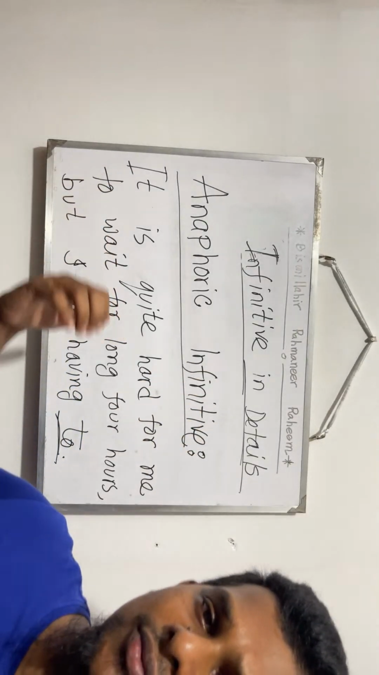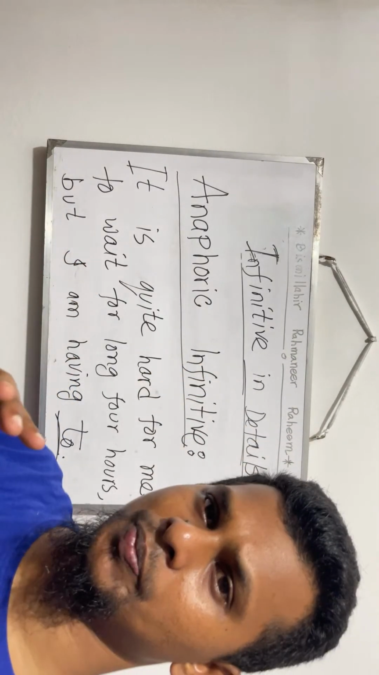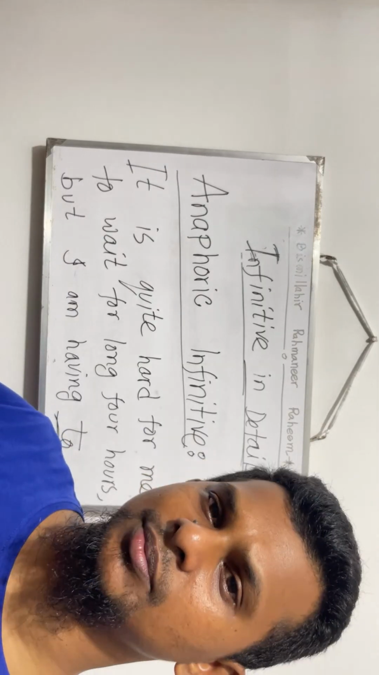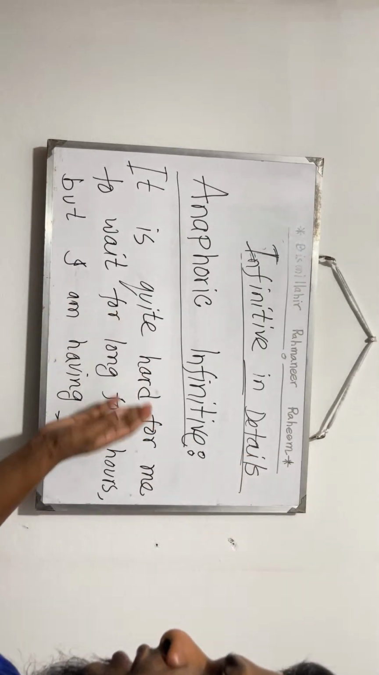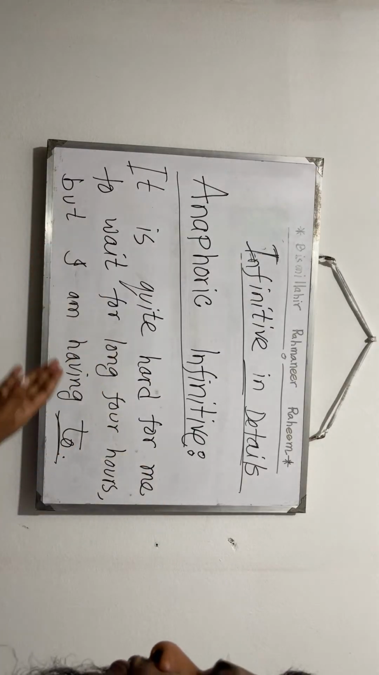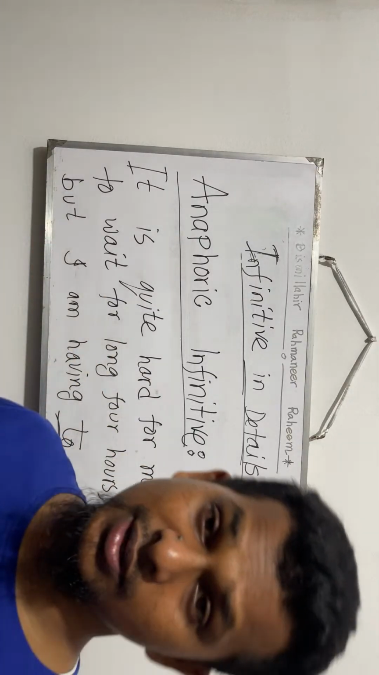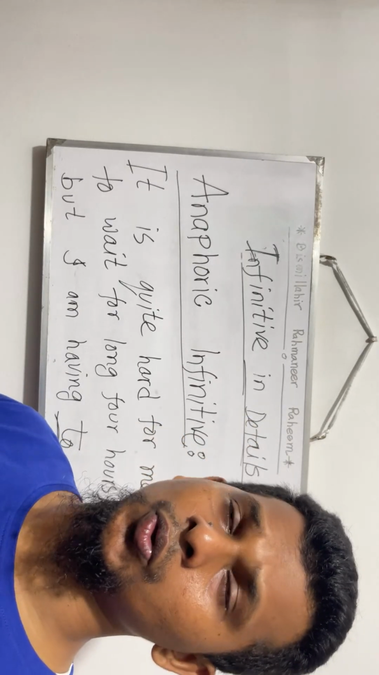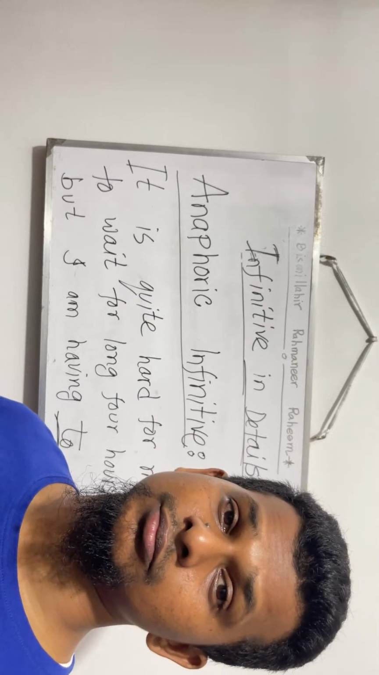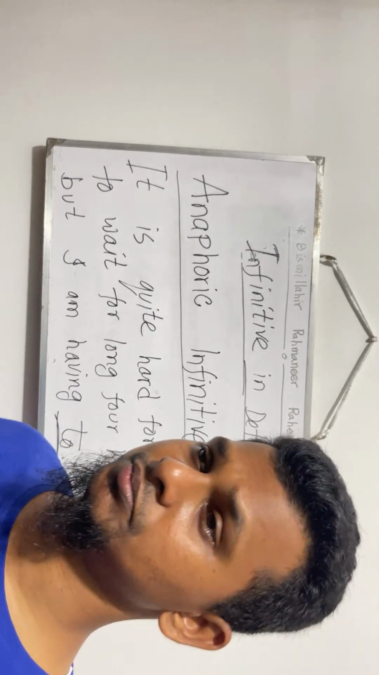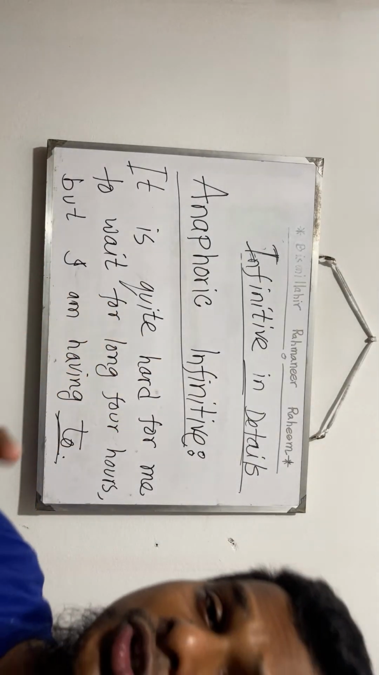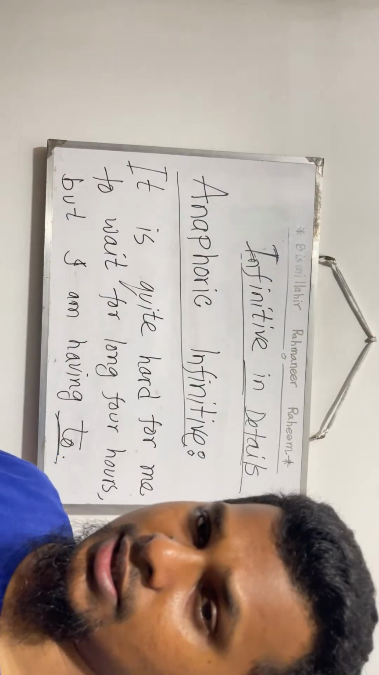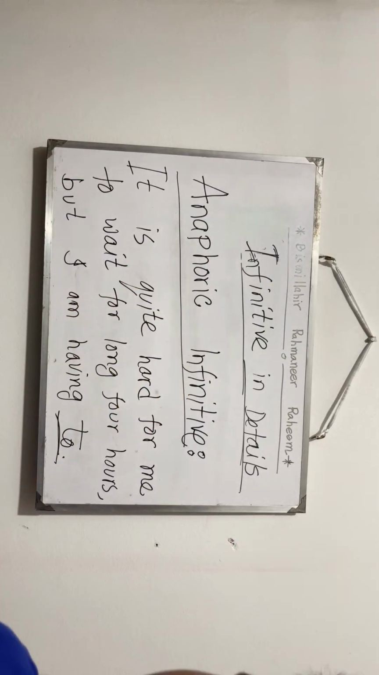That is anaphoric infinitive. Anaphoric infinitive is used to prevent the repetition of the previous verbs again. So, it is quite hard for me to wait for hours, but I'm having to. I do not like to go there, but I'm having to. That means you don't repeat the verb that is previously present in the earlier sentence. That is called anaphoric infinitive.